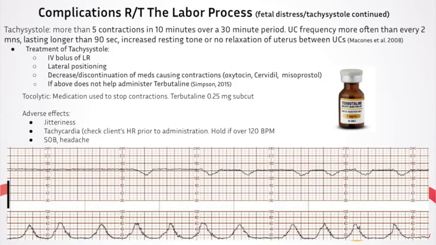All right, so we're still talking about fetal distress. So here's this word again, tachysystole, and you already know what it is, okay? If somebody's having tachysystole, give them an IV fluid bolus. Put them on their side. If they're on medication that causes contractions, stop it. And I told you what those medications are. If that doesn't work, you're going to give them a shot of terbutaline.